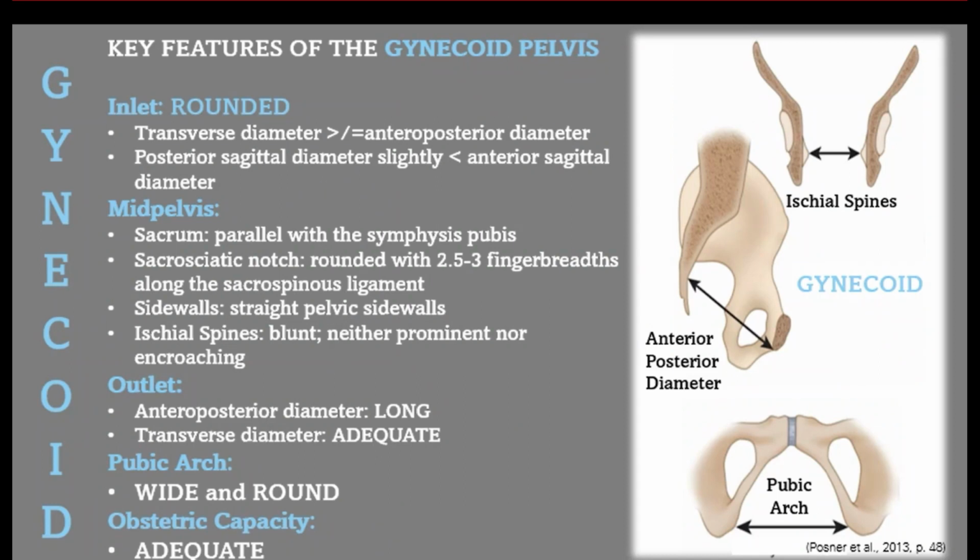The sacrum is parallel with the symphysis pubis. The sacrosciatic notch is rounded with 2.5 to 3 finger breadths along the sacrospinous ligament. The side walls, here you can see the side walls right here near the ischial spines, are straight. And then the ischial spines are blunt. They're neither prominent nor encroaching.